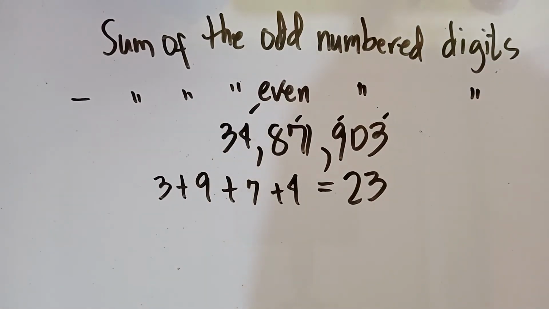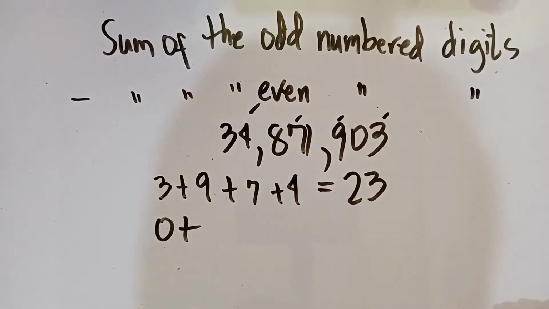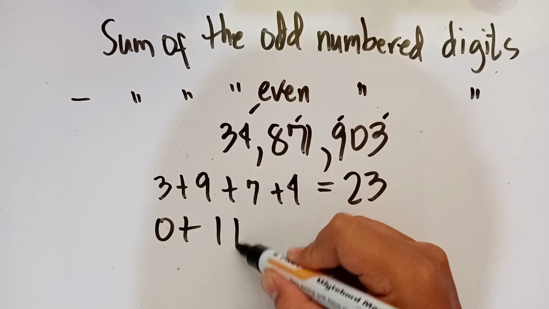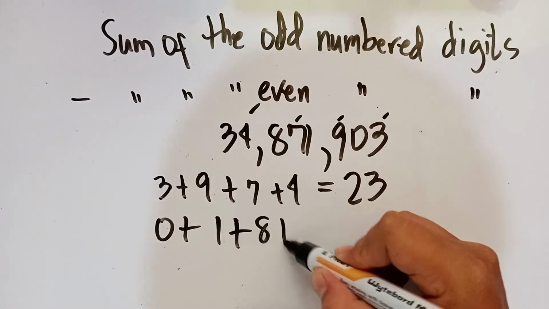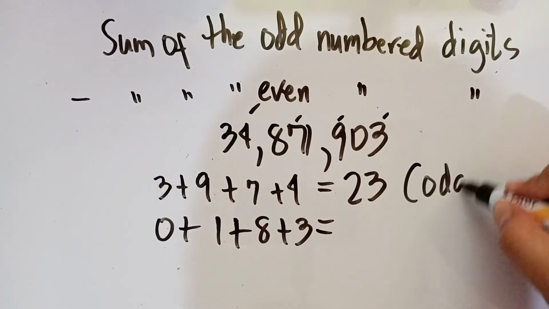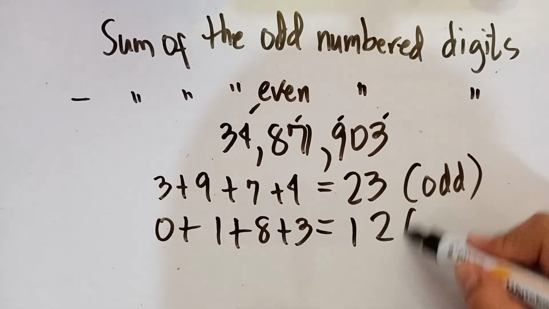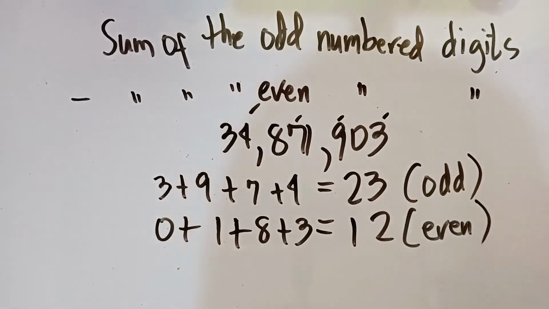Next, yung natira mga boss na digit is for the even numbered digits. So we have 0 plus 1 plus 8 plus 3. Okay? So this is for the even numbered digits. So this is equal to 12. This is the sum of the even numbered digits.